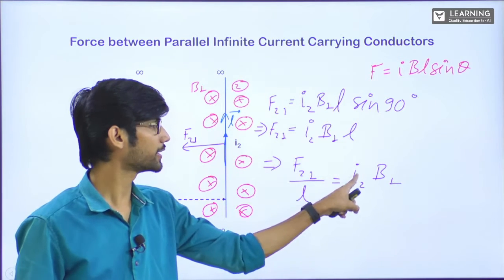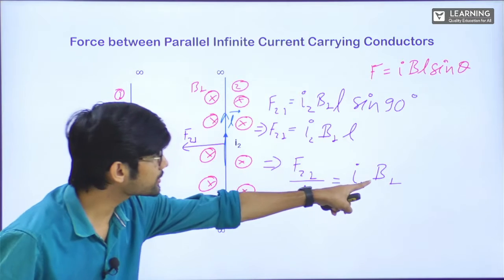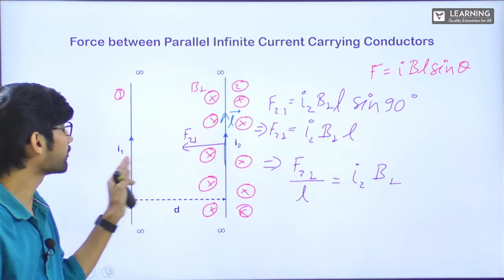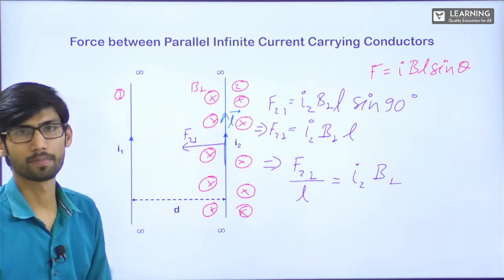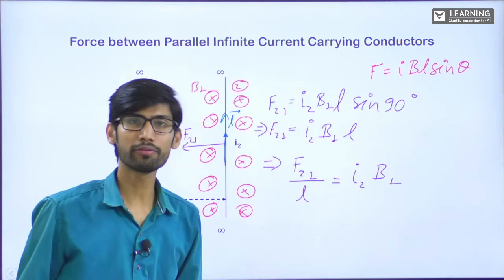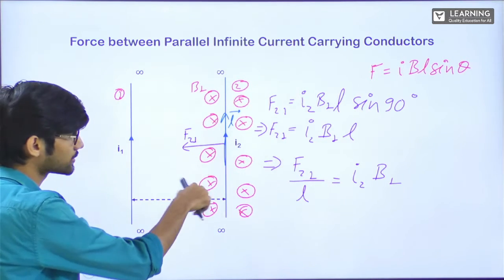F21, here see I2, B1, remember this way. Now what is this B1? Current I1, I2 will be given and the separation will be given, that is d. Can you write the formula for B1? B1 is the magnetic field due to this wire, right?